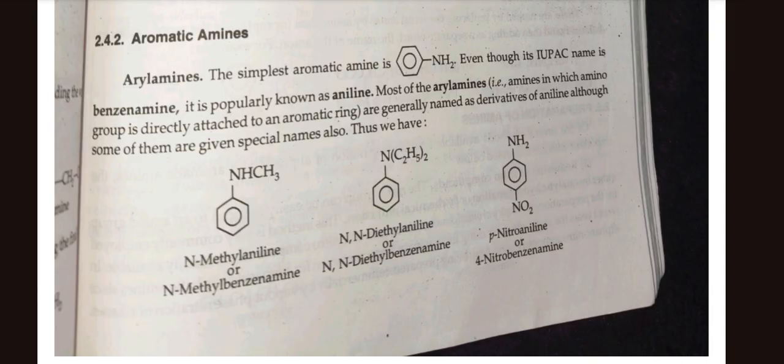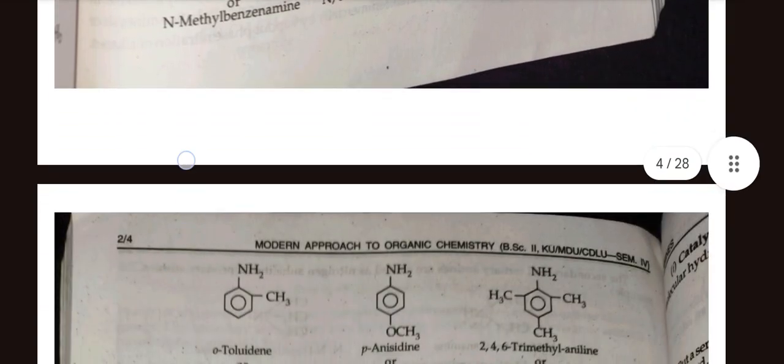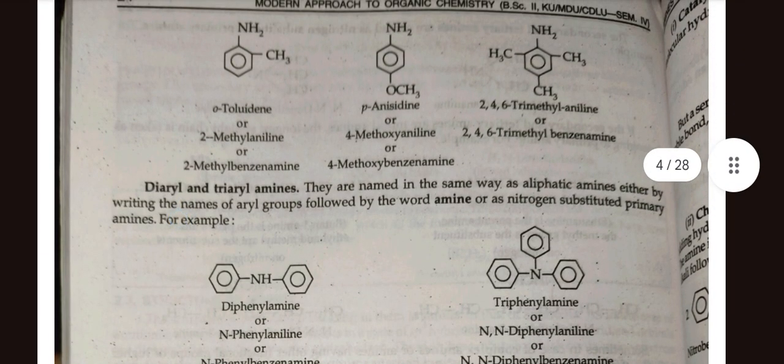Thus we have N-methylaniline or N-methylbenzenamine, N,N-diethylaniline or N,N-diethylbenzenamine, para-nitroaniline or 4-nitrobenzenamine, ortho-toluidine or 2-methylaniline or 2-methylbenzenamine, para-anisidine or 4-methoxyaniline or 4-methoxybenzenamine, 2,4,6-trimethylaniline or 2,4,6-trimethylbenzenamine.